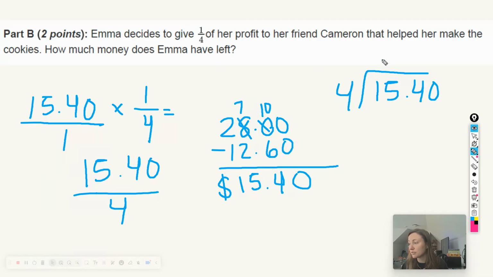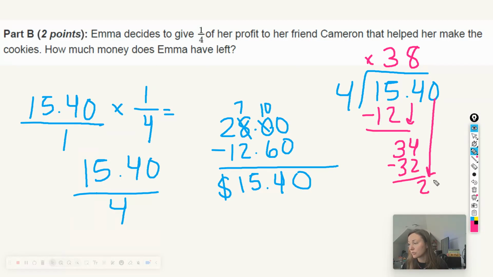4 goes into 15 3 times. 3 times 4 is 12. 15 minus 12 is 3. 4 goes into 34 8 times. 8 times 4 is 32. You subtract and get 2. And then 4 goes into 20 5 times. You bring your decimal into your answer. So she gives $3.85 to her friend Cameron.